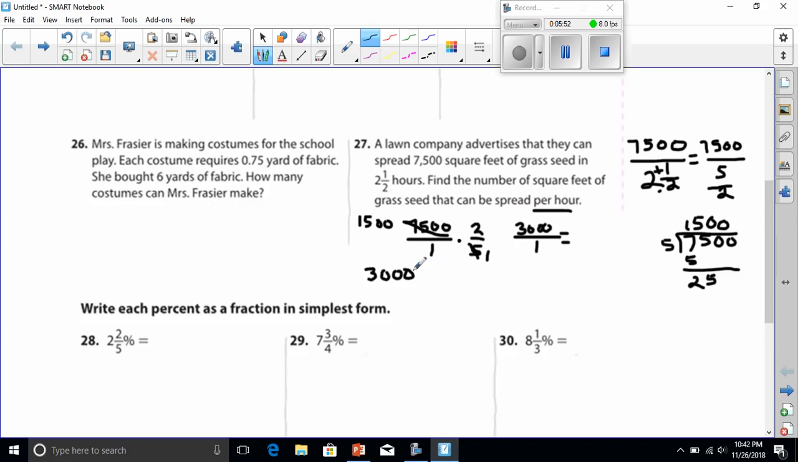square feet of grass seed. And that is our answer. The number of square feet of grass seed that can be spread per hour is 3,000 square feet of grass seed. Okay, I guess I should have switched these around, turned it into square feet since that's how they wrote it. Square feet. Okay.